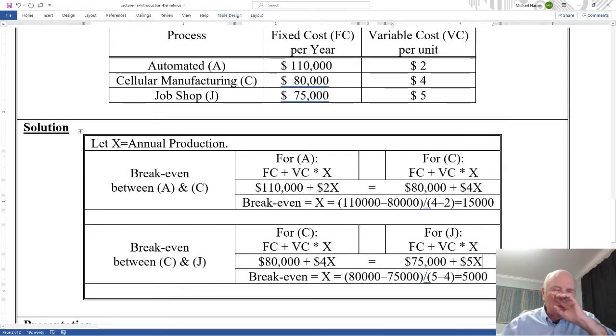I've changed it on the notes that I'm giving you. Solve for X and 5,000. So it's 5,000 and 15,000. Does that feel right? Yeah, feels right.